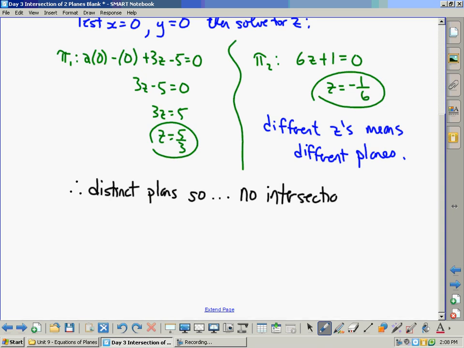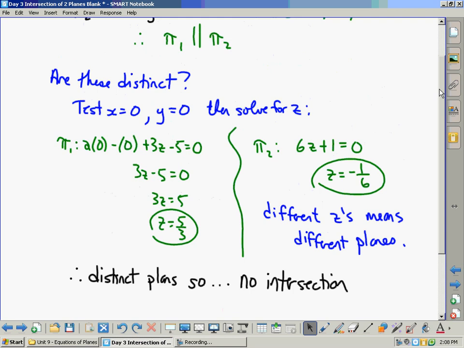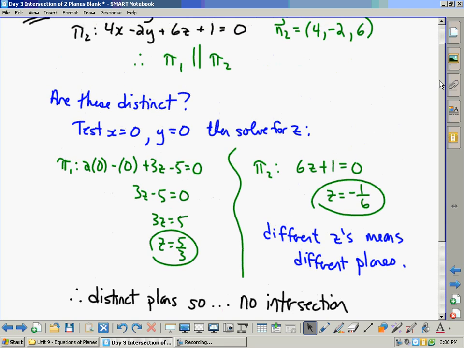Remember, don't do all this math and say, oh, they're distinct, and then just finish there. You were asked to investigate the intersection. You now know since they're distinct, there is no intersection. And you're done. So you can see how important it is to check to see if they're parallel. Because if you can get that right away, then you'll be set.